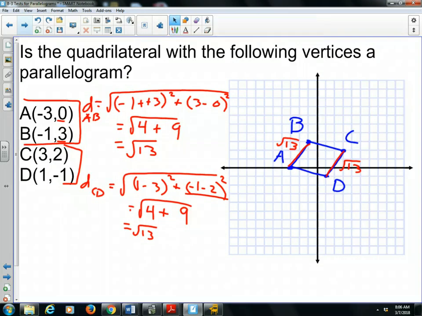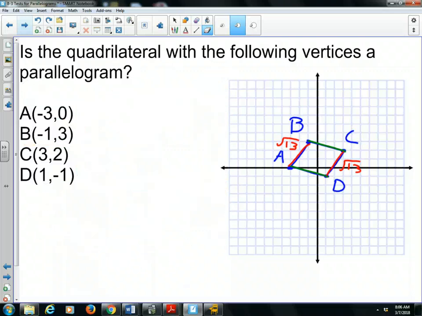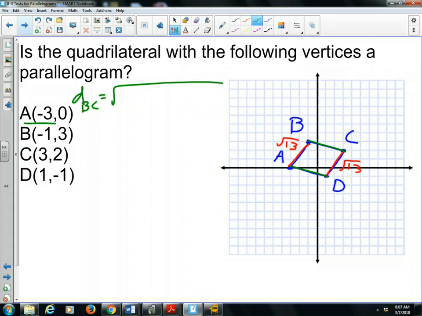We're not done yet because we still have to prove BC is congruent to AD. Let's do that, shall we? You guys can keep this down in your notes. I'm going to erase it so that you guys can see it a little bit better. I want the distance now from B to C. The distance from B to C is the square root. I'm doing these 2 points right here.